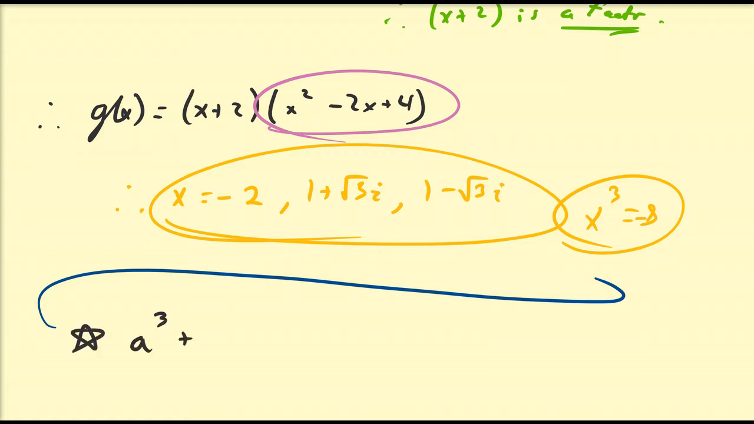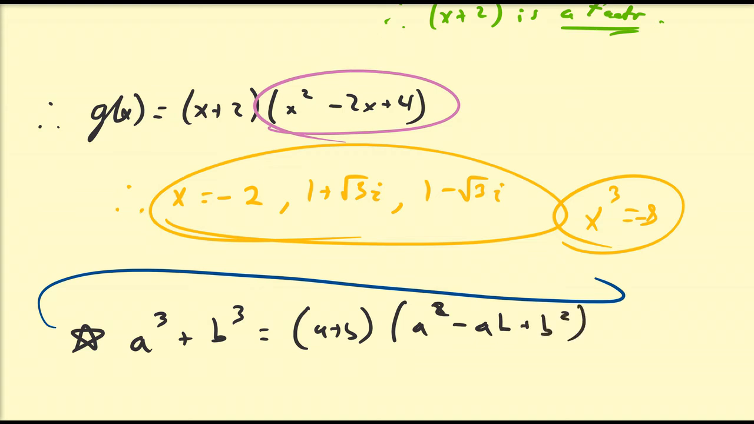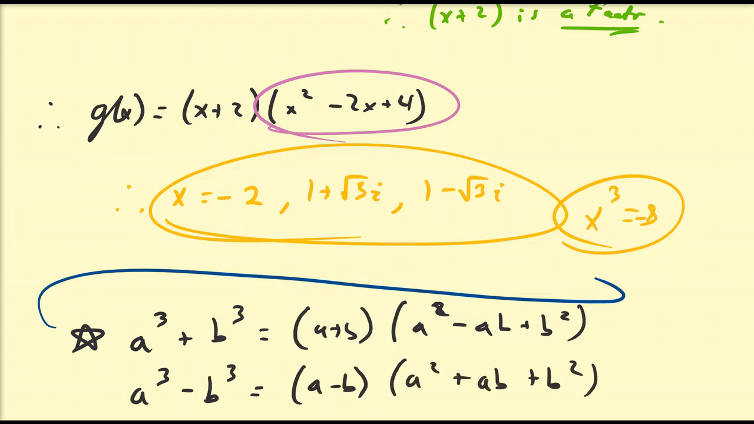Namely, a cubed plus b cubed is equal to a plus b times a squared minus ab plus b squared, and a cubed minus b cubed is equal to a minus b times a squared plus ab plus b squared. You can FOIL the right-hand side into the left in order to verify these if you want.